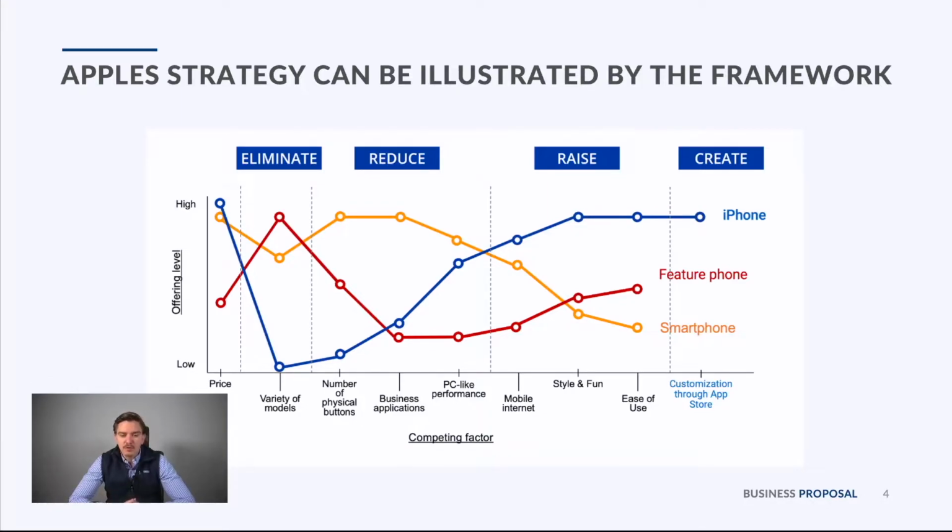And this is very different to the feature phones and the smartphones, because companies like Nokia, like Sony Ericsson and so on, they really had a large variety of models. And obviously this made production much more complex and also kind of confused the customers because there were so many models to choose from. Also, the physical buttons. Apple and the iPhone only had one real physical button on the phone compared to all the other phones that had many buttons that were almost like a desktop keyboard.